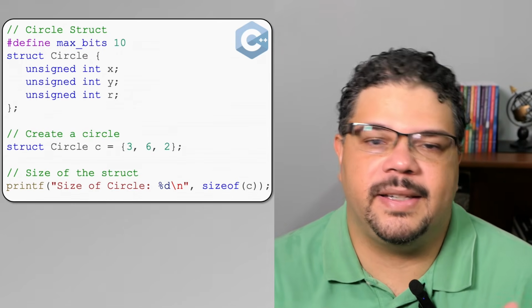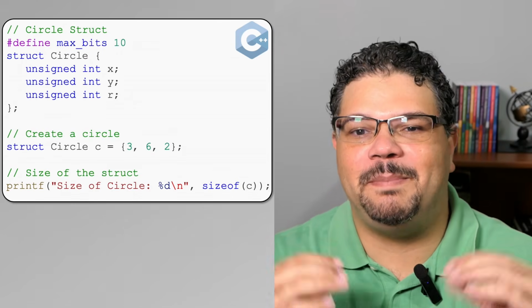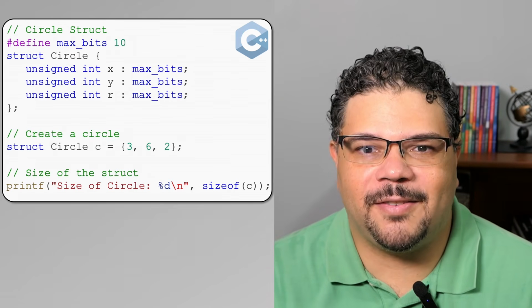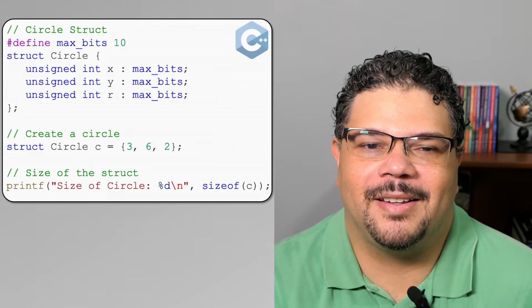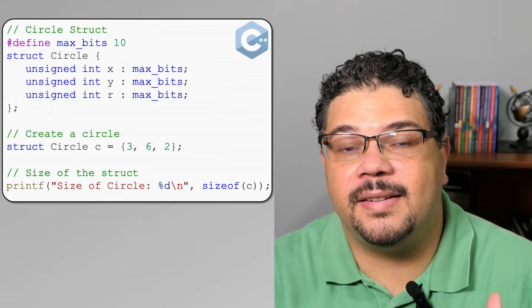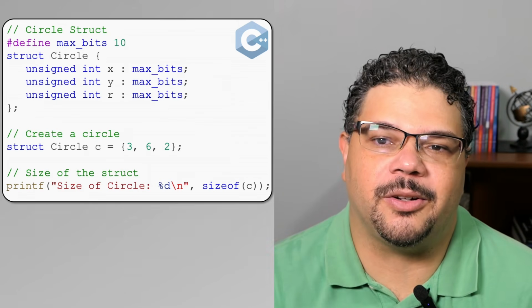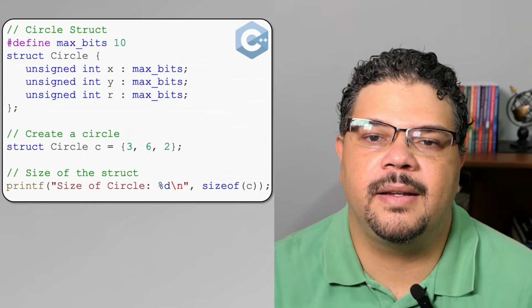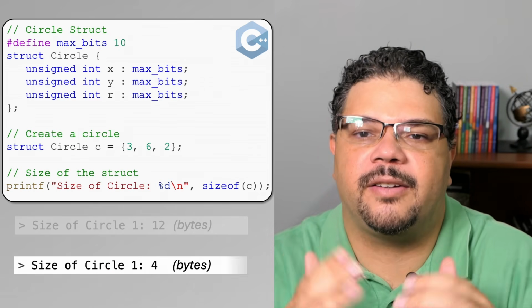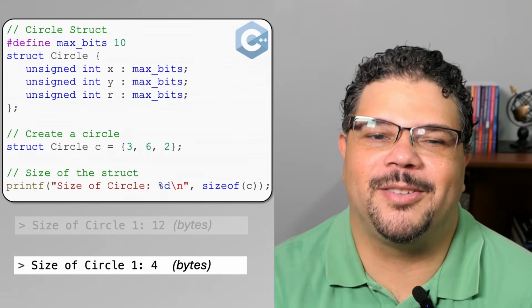And now, in C and C++, we can use this bit field notation with a colon to tell the compiler that each of these variables only needs to be 10 bits long. The compiler will then pack all 3 10-bit variables into a single 32-bit integer. Running sizeof again shows us that our circle struct has shrunk from 12 bytes down to 4. A big win for memory usage.